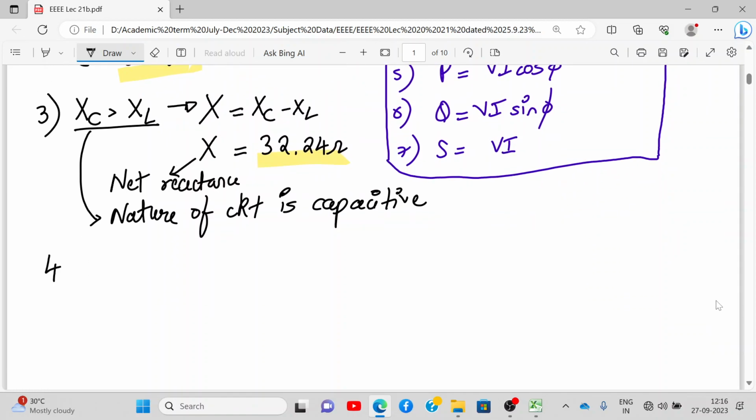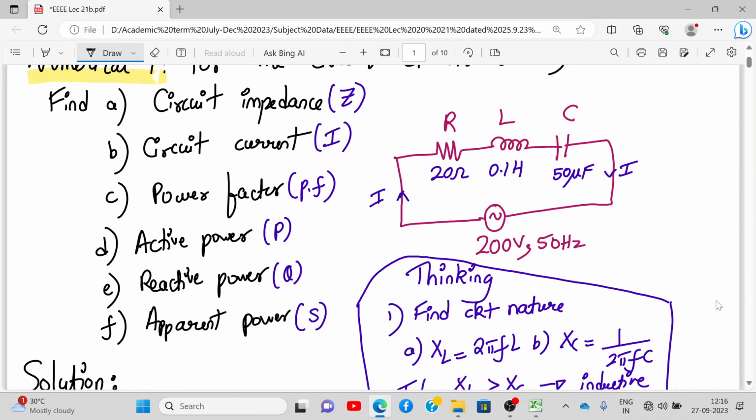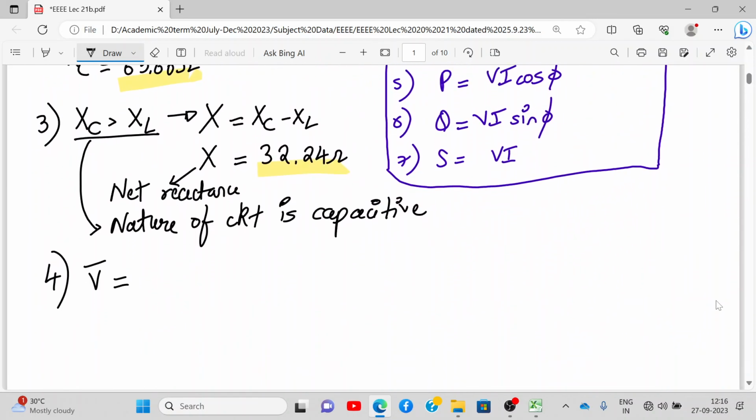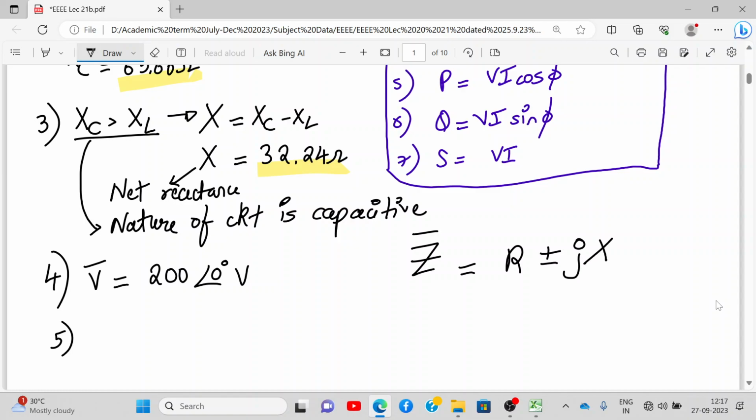Alright. Now, what is my V bar? What is my voltage given as? 200 volt. So how will you write it in polar form? 200 angle 0, correct? Yes or no? And then, next, how will you calculate Z? What is the general formula for Z? In rectangular form, R plus or minus jX. Whether it will be plus or minus, here it will be minus.